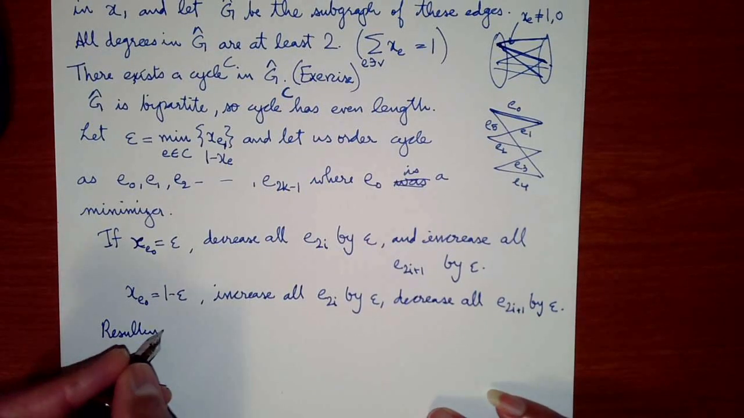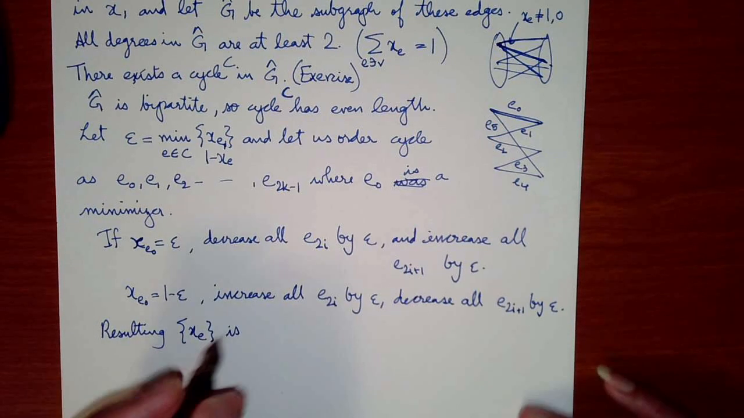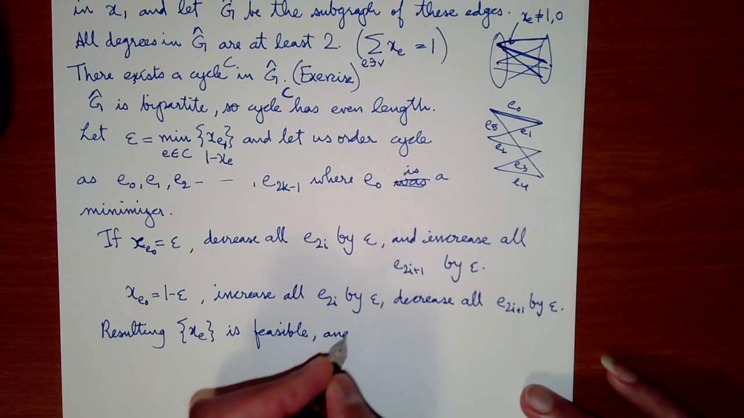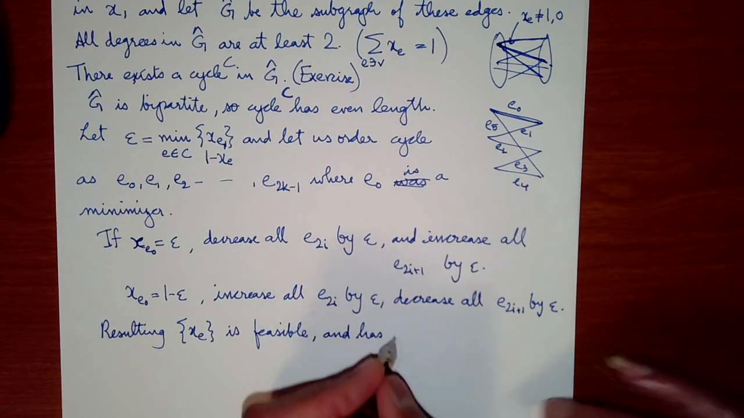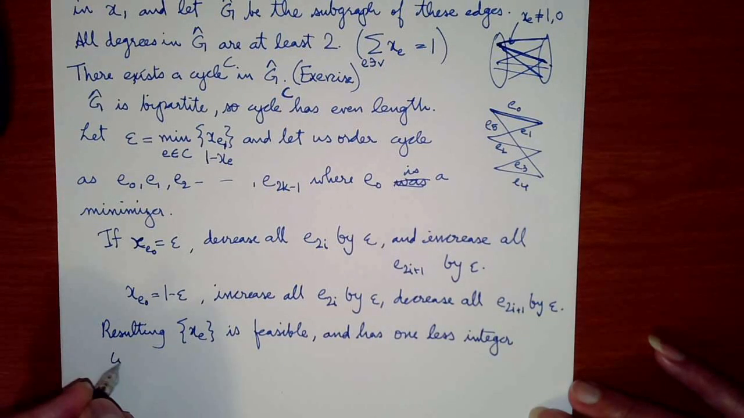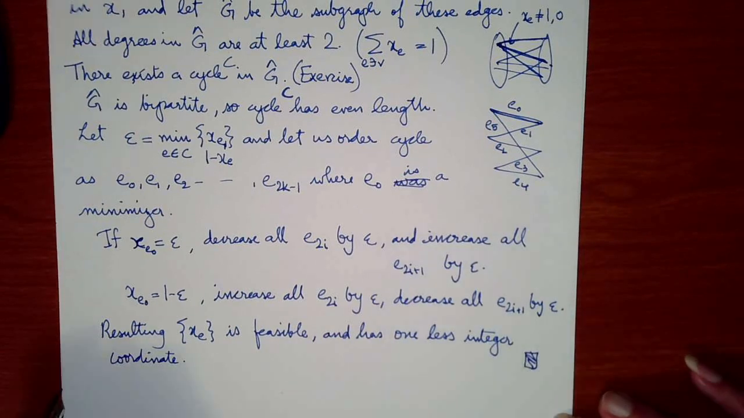The resulting point that I get is feasible and has one less integer coordinate. And that ends the proof.